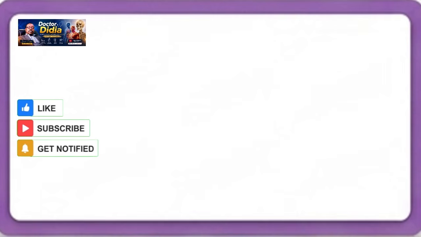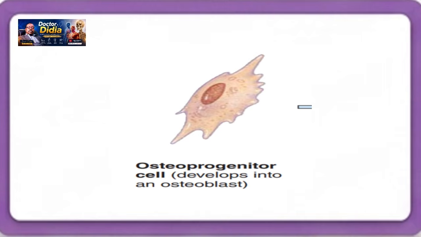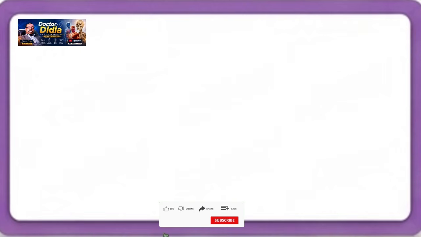Then the osteoprogenitor cells, these are cells that are capable of differentiating into many other types of cells. In the fetus, that is in the growing baby, the baby in the womb, they are numerous at sites where bone formation is to take place, while in adults, they are present over surfaces of bones.